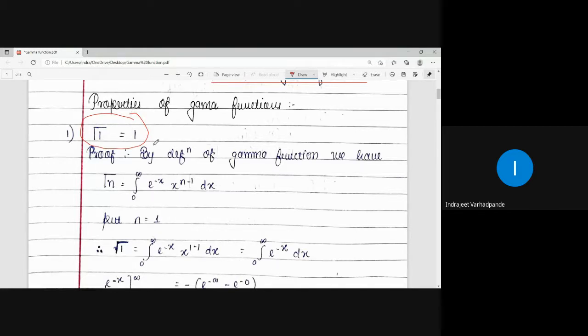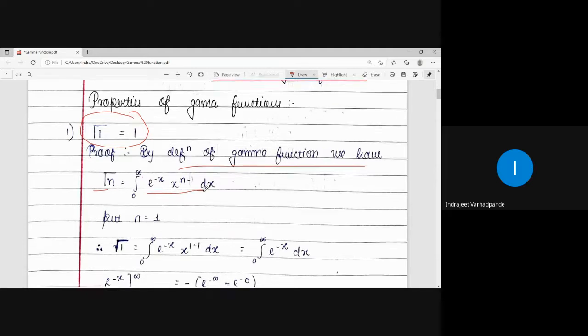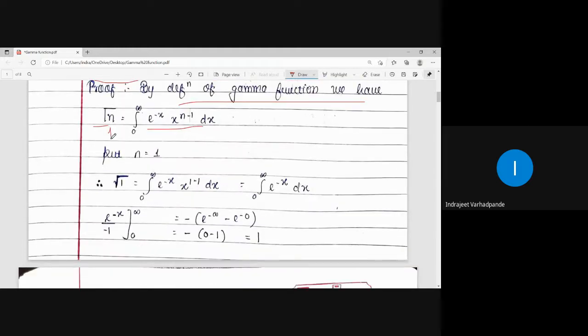So in place of n, I have to put the value 1. By definition of the gamma function, we have gamma n is equal to the integral from 0 to infinity of e to the power minus x into x to the power n minus 1 dx. I am interested in obtaining the value for gamma 1, so put n is equal to 1. So gamma 1 will be the integral from 0 to infinity of e to the power minus x into x to the power 1 minus 1. X to the power 1 minus 1 means x to the power 0, and x to the power 0 is 1.